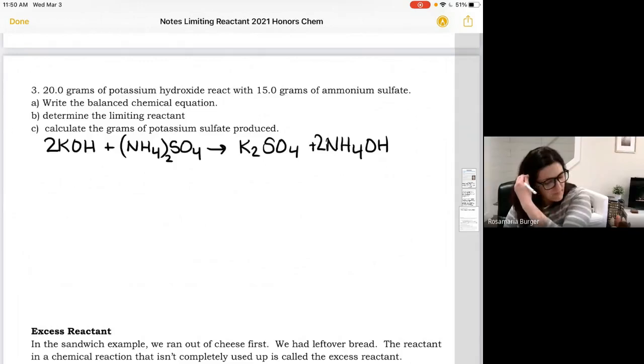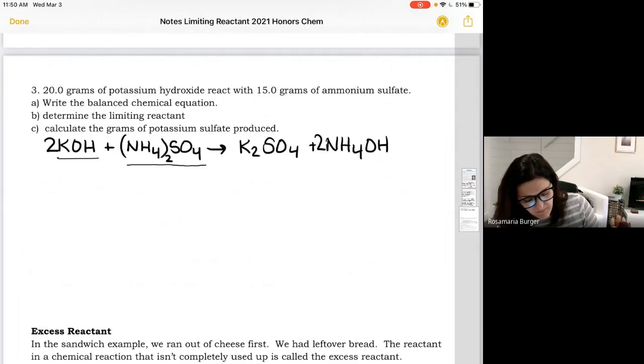Okay. And so it says 20 grams of potassium hydroxide, so 20 grams of this first thing, react with 15 grams of ammonium sulfate, right there, okay? So what am I even looking for? So determine limiting reactant, yeah, but I don't know what I'm looking for yet. Calculate the grams of potassium sulfate produced. Cool, I have that now, okay?